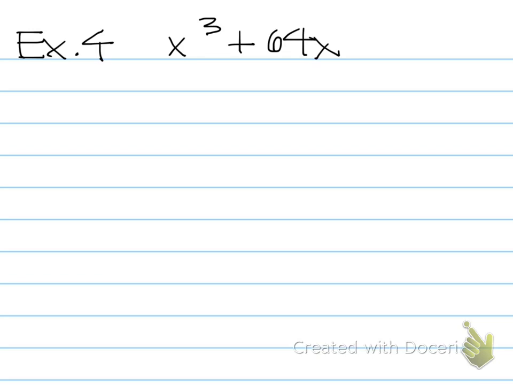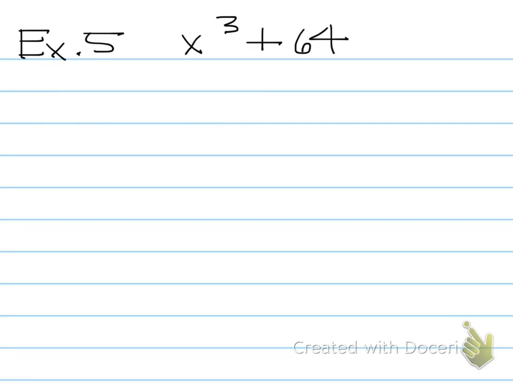And now we're going to factor out an x from both terms. That'll leave us with x squared plus 64. Now, this is actually a sum of 2 squares. However, you cannot factor a sum of 2 squares. You can only factor a sum of 2 cubes. So we factored this one as far as we can factor it.